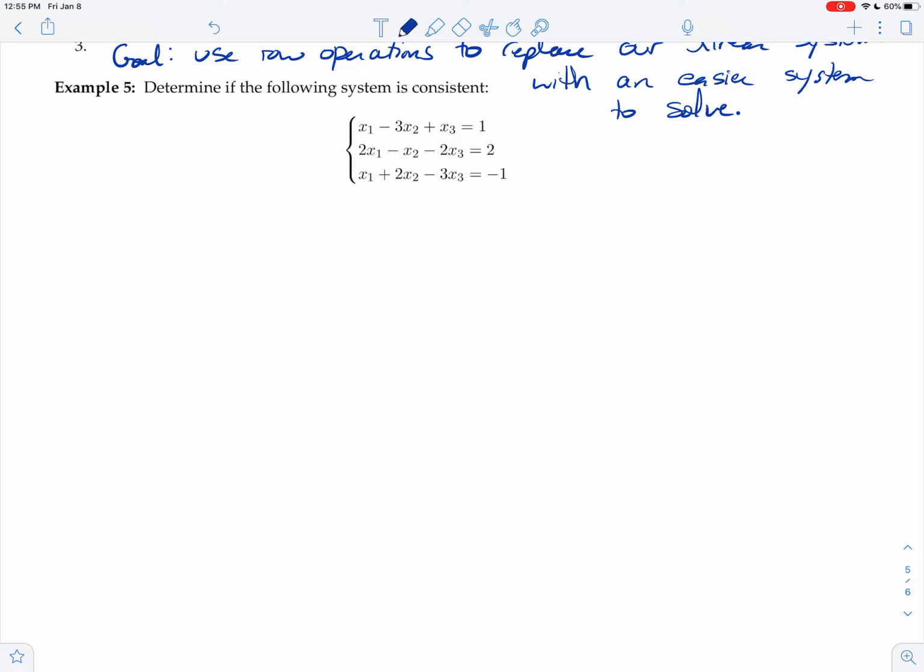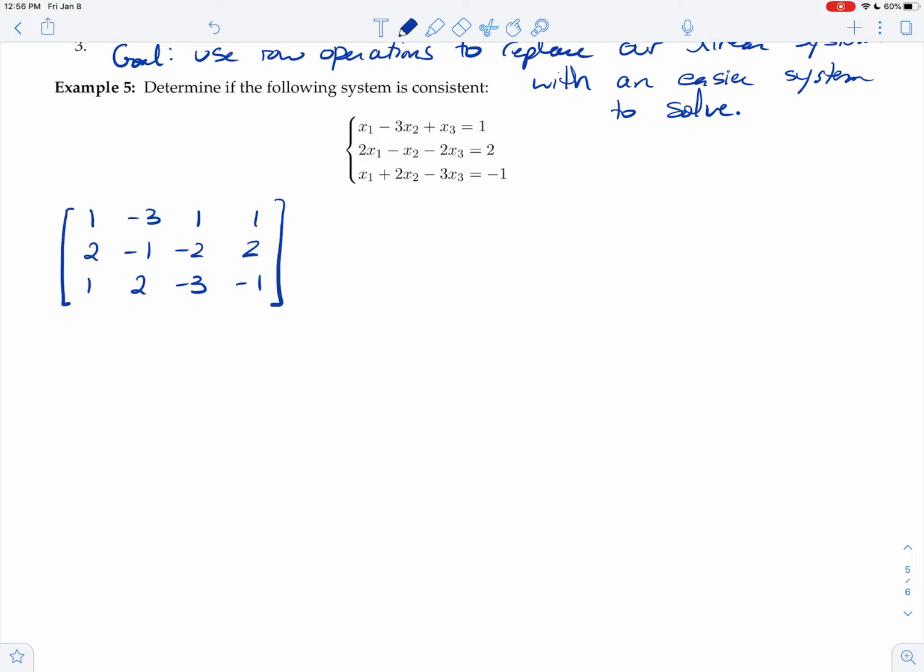All right, we are asked to determine if the following system is consistent. So first off, we're going to write this thing as an augmented matrix. And we're going to go 1, minus 3, 1, 1, 2, minus 1, minus 2, 2, 1, 2, minus 3, minus 1. Okay, so that is the initial step, the augmented matrix.